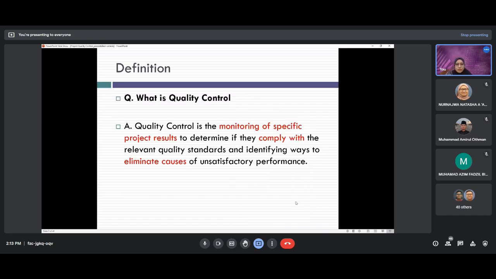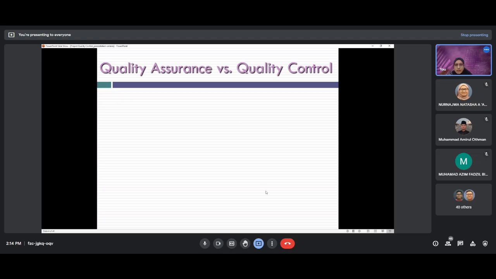Okay, now, what is quality control? Quality control is the monitoring of specific project results to determine if they comply with the relevant quality standards, and identifying ways to eliminate causes of unsatisfactory performance. So this is what quality control is about, right? To make sure that the building, the product, the services comply with the quality standards that have been stated in the contract document at the early stage of the project. Therefore it can eliminate unsatisfactory performance, and when we can eliminate unsatisfactory performance, you can also eliminate defects. And when you can eliminate defects, there will not be any cause of defects. So that is what is meant by quality control.